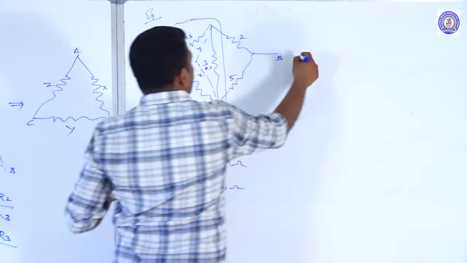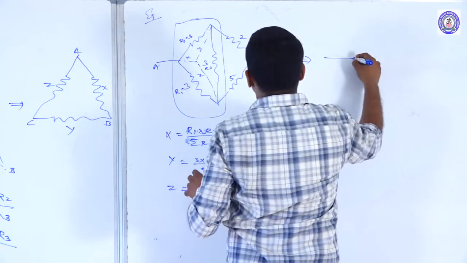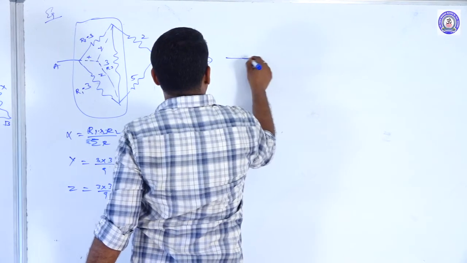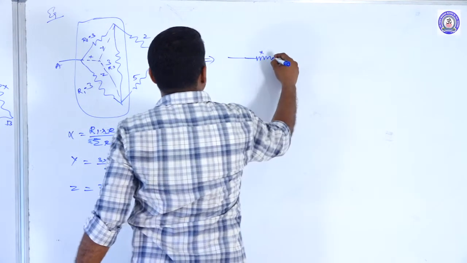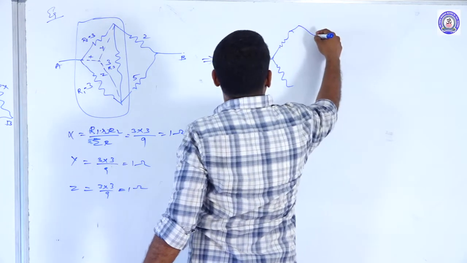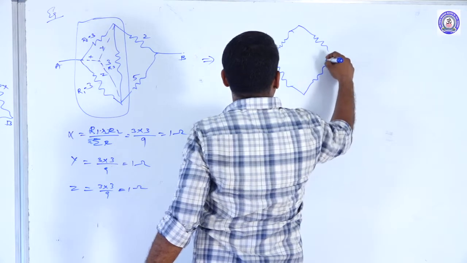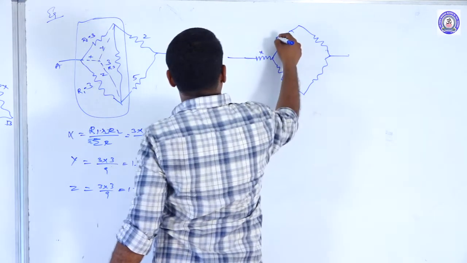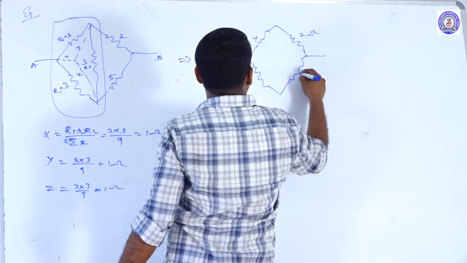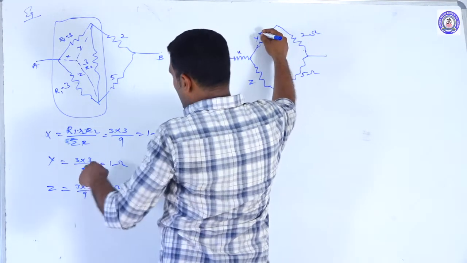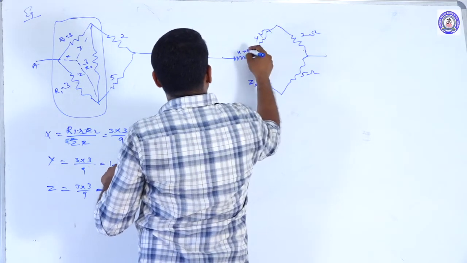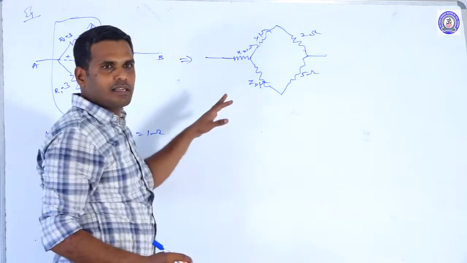So this circuit can be reconstructed to this one, X, and then another resistance, and then this 2 ohm and this 5 ohm. The circuit got reduced to this one. This is X, this is Y, this is Z, and this is the 2 ohm already given. This one is the 5 ohm given. So the value of Y is 1 ohm, the value of Z is 1 ohm, the value of X is also 1 ohm. Now we can simplify the circuit easily.